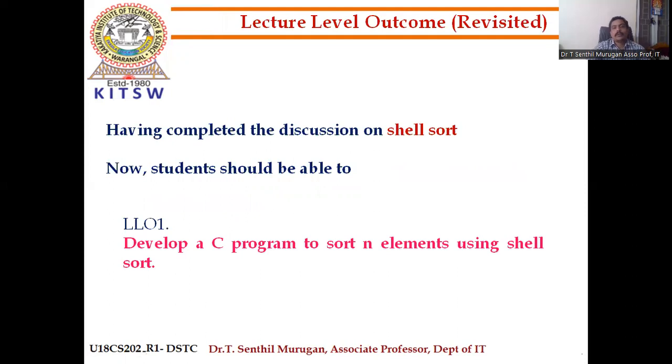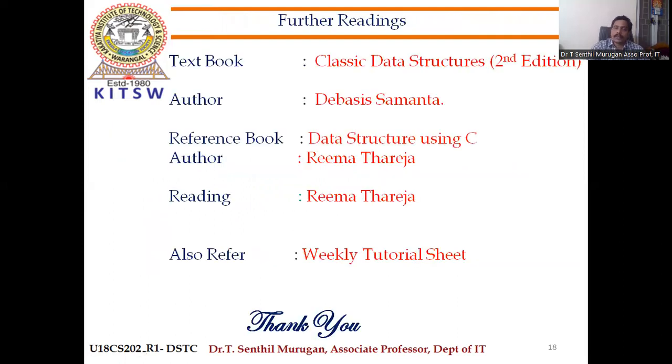Now I hope you understood what shell sort is and how it works. Having completed this discussion, students should be able to write a program to sort n elements using shell sort. You now know how shell sort works, how to write the program, and how to sort the elements. For further doubts, you can refer to the textbook on classic data structures and the reference book Data Structures through C. Even if you have further doubts, come and ask in the classroom discussion.